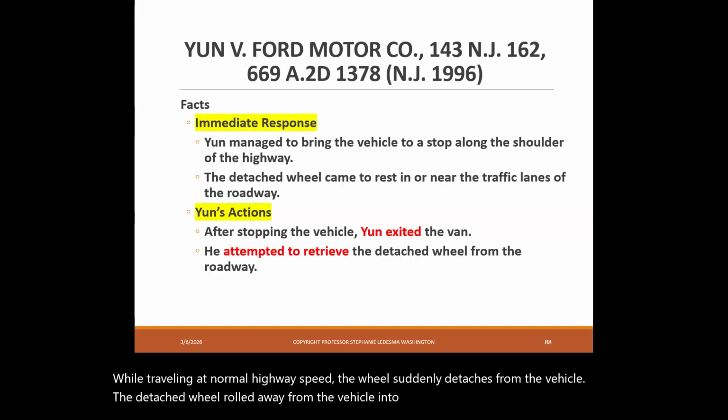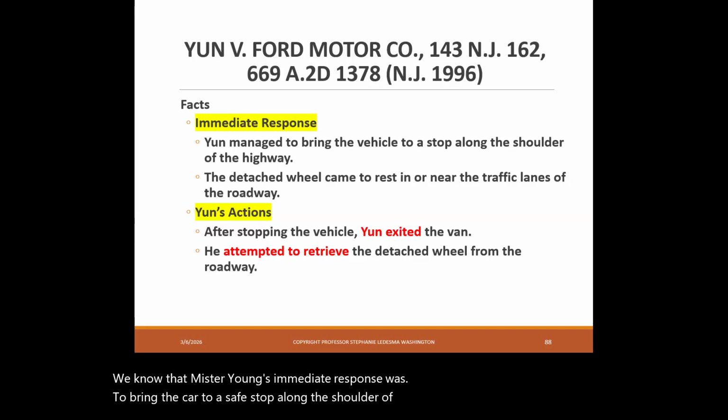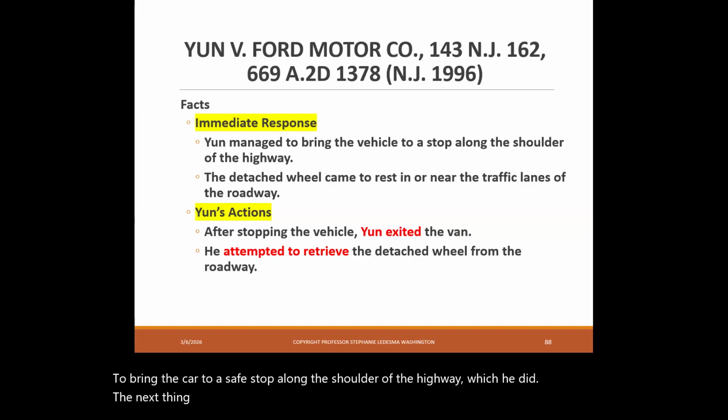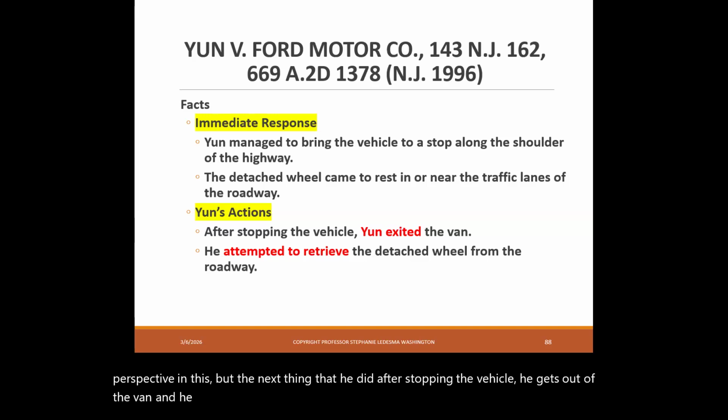What else do we know? We know that Mr. Yoon's immediate response was to bring the car to a safe stop along the shoulder of the highway, which he did. The next thing that Mr. Yoon did, and he's deceased, so we don't get his perspective in this, but the next thing that he did after stopping the vehicle, he gets out of the van and he attempts to retrieve the detached wheel from the roadway, right?